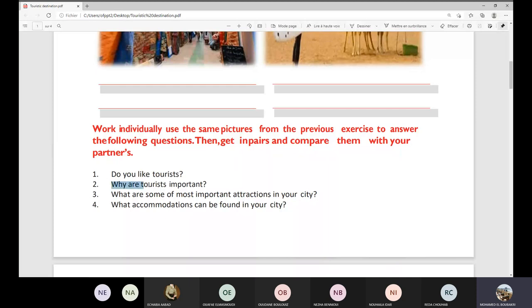Let's pass to the coming question. Why are tourists important from your point of view? Why are they important? Why do you think they are important? Why are tourists important? Because of the economy of my industry.